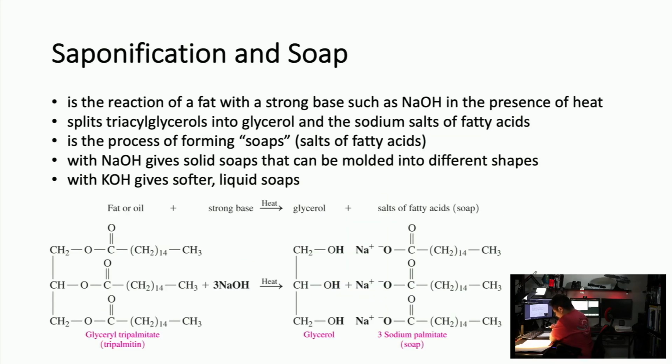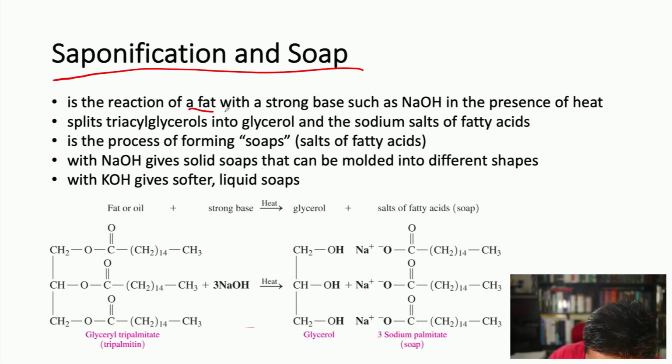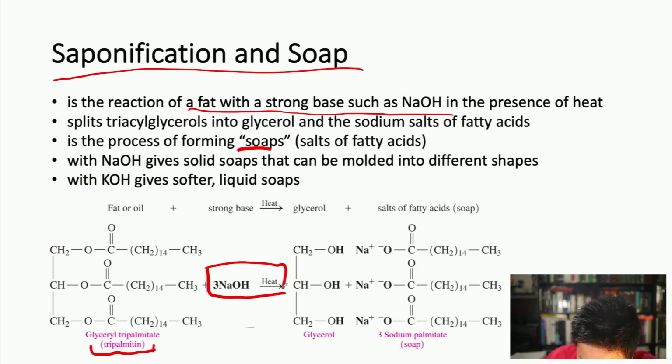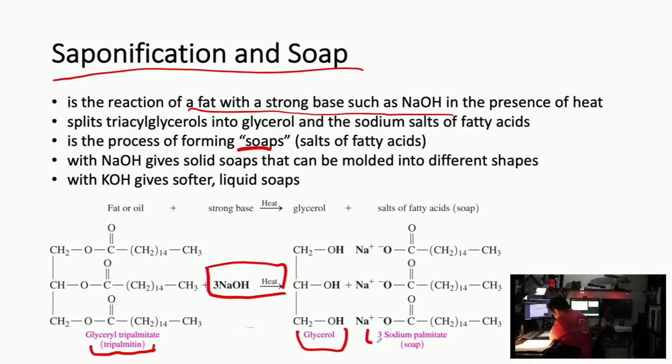So other cool things that can happen here is you can do saponification, right, where you react fat with strong bases such as sodium hydroxide, and you can make soap, right? So you take the triacylglycerol that has palmitate or palmitic acid in it, right? Also known as tripalmitin or tripalmitate, right? Glycerol tripalmitate. You heat it up with some hydroxide, sodium hydroxide, right? And you'll end up getting the glycerol. But the cool thing you'll get though is sodium palmitate, the salt, right?